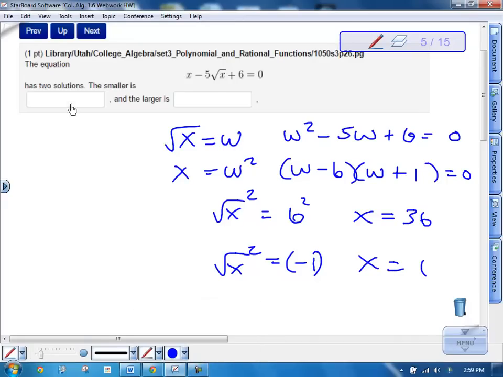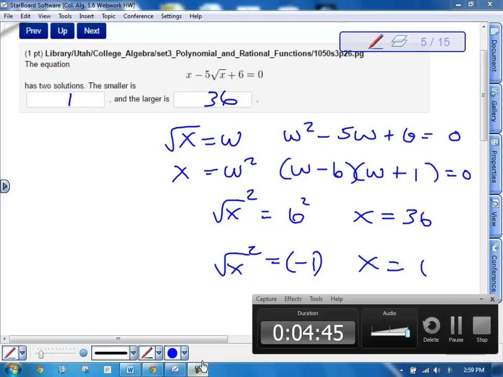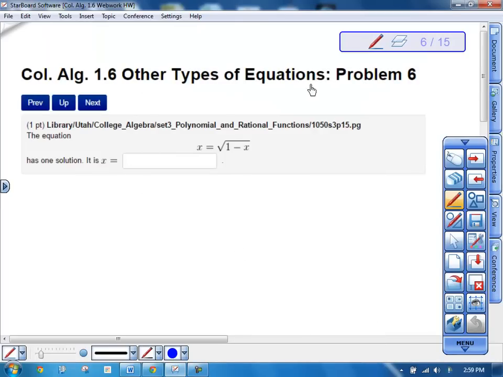So two solutions, 1 and 36. Okay, other types of equations. The next one is the square root equation. It has one solution. If we square both sides, we get x squared equals 1 minus x.